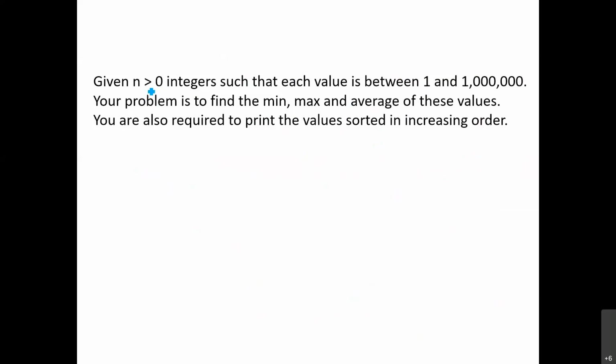Given n integers, such that each value is between 1 and 1 million, your problem is to find the min, max, average of these values. You're also required to print the values sorted in increasing order. Okay? Well, when you want to find an algorithm for something, you have to break it down into small steps. They're asking for a lot of stuff: min, max, average, sorting. So break it down. Let's say we want to find the minimum first. So what would be my algorithm?